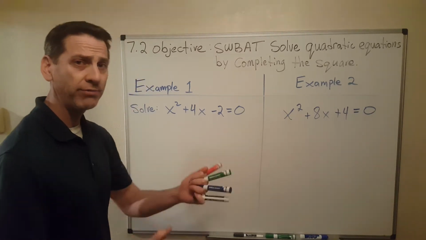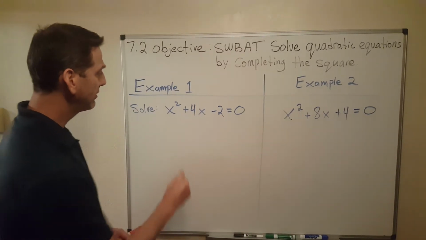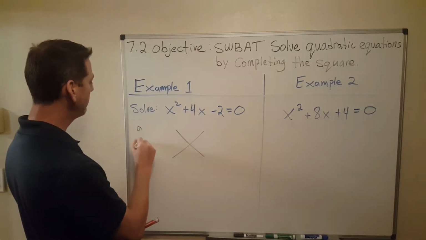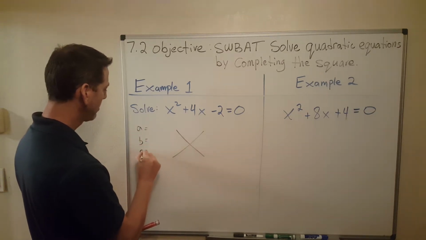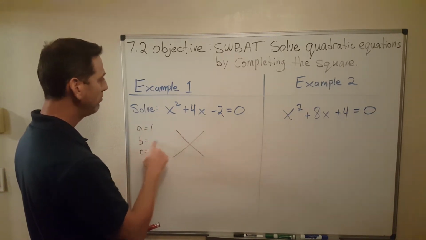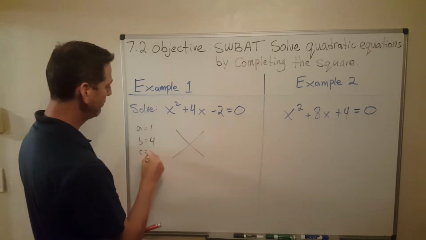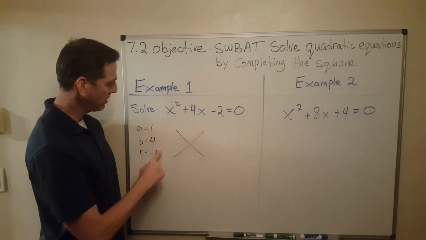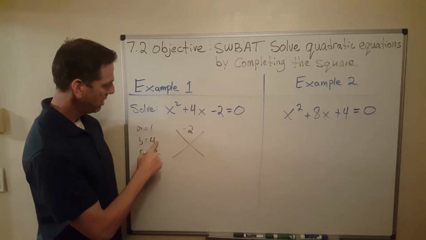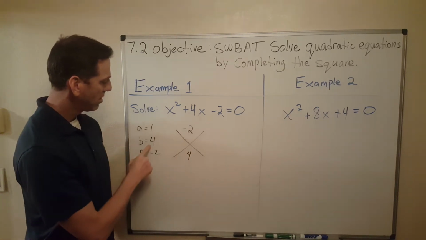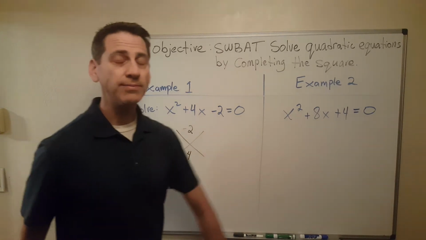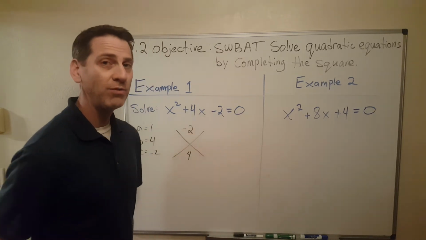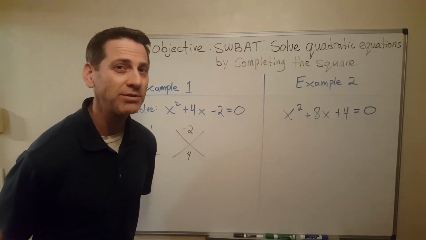So our next step would be to factor, right? So we'd set up our x, and our ABCs, remember this? A is 1, B is 4, C is negative 2. Remember, it goes AC, so it would be 1 times negative 2, which is negative 2, and B is 4. So what two numbers will multiply to give me negative 2 and add or subtract to give me 4?